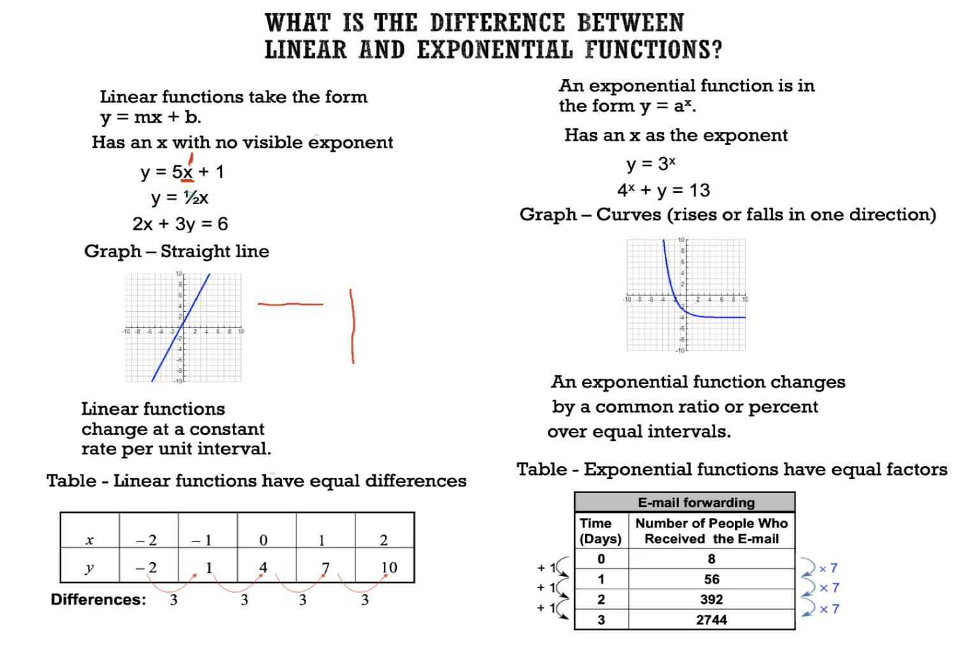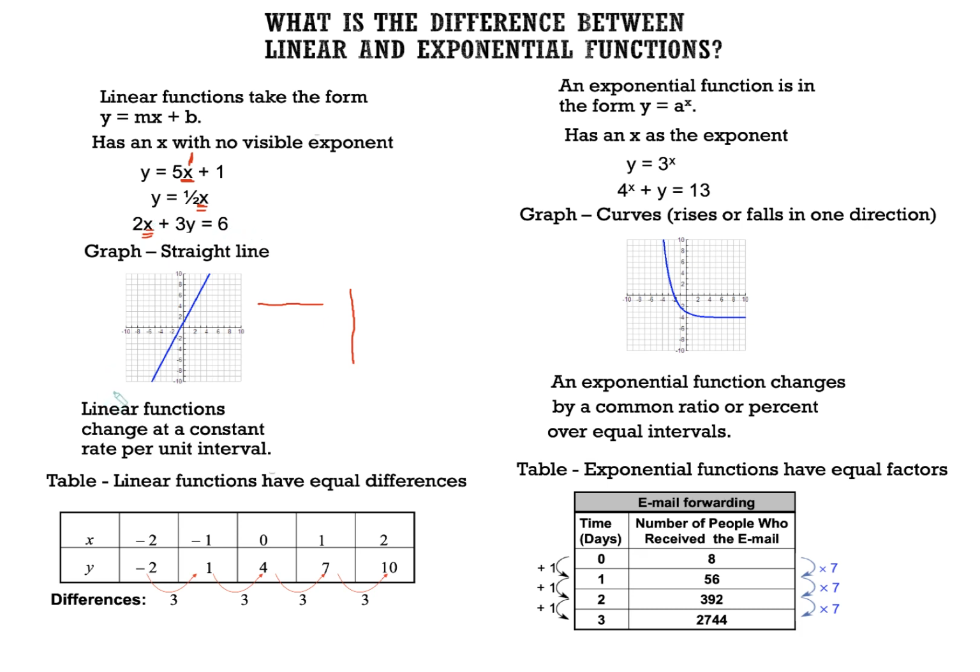Here I have y equals a half x. I notice that here's my variable x, but no visible exponent is seen, therefore linear. 2x plus 3y equals 6. Again, focus on the x. Notice no visible exponent, so my answer will indicate that this is a linear function.